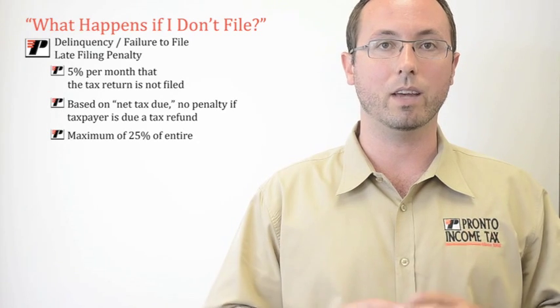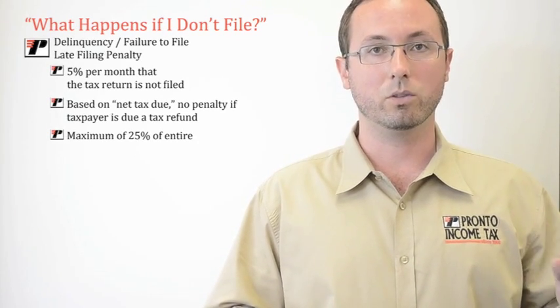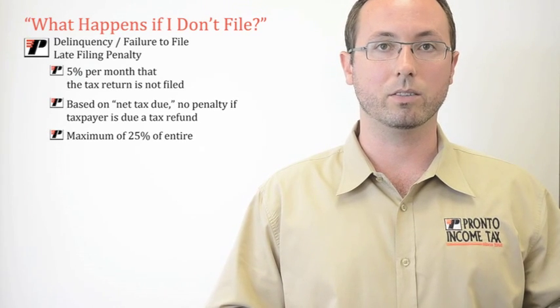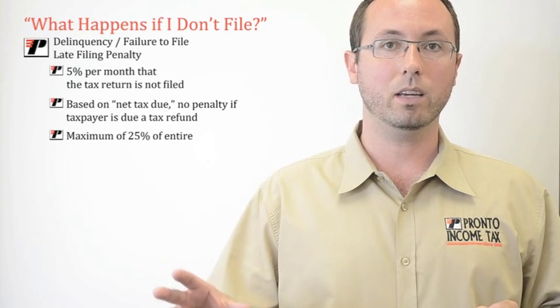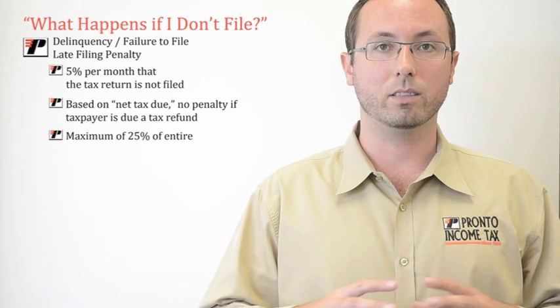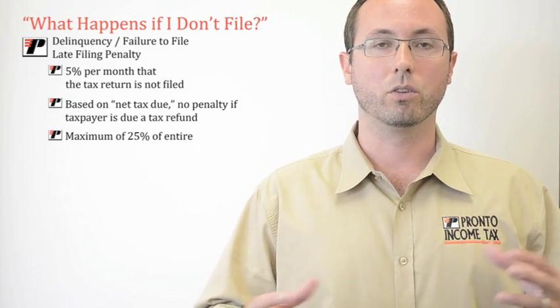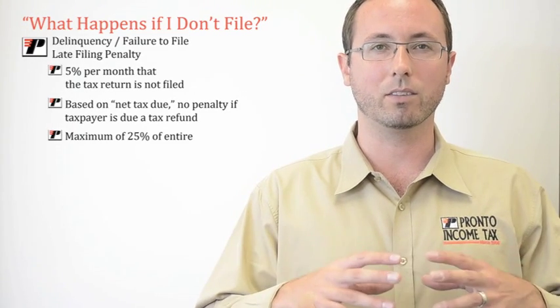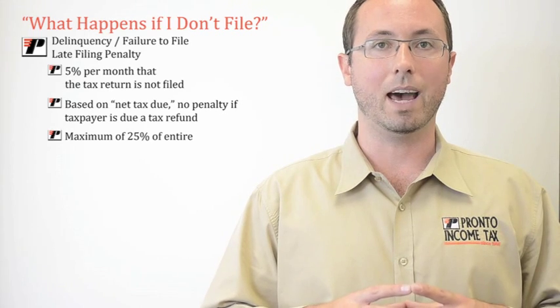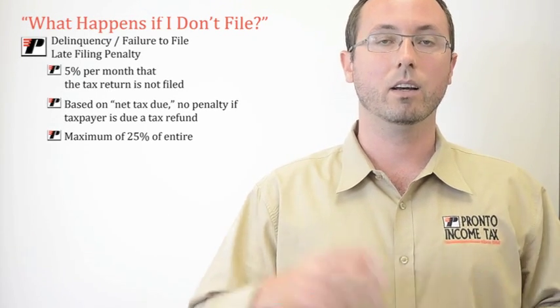Another quick note is that the taxpayer can be assessed both the delinquency or failure to file penalty and the failure to pay penalty, but the maximum amount of both of those penalties together should be 25% of the net tax due. So in a way, these two penalties kind of cancel each other out, and it shouldn't add up endlessly. There is that maximum of 25% of the net amount due.